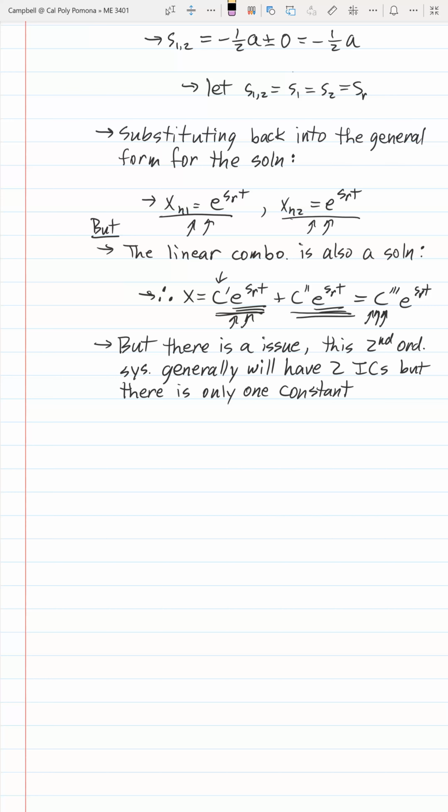So let's go ahead and capture that this can't be the complete solution. We know it's incomplete because it's not able.